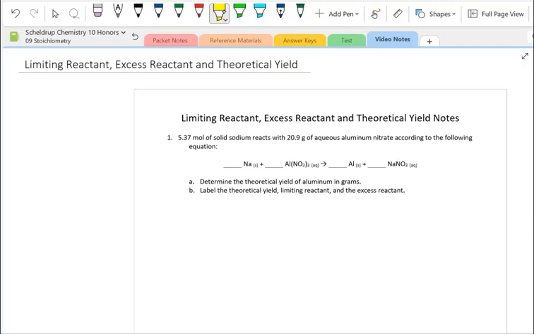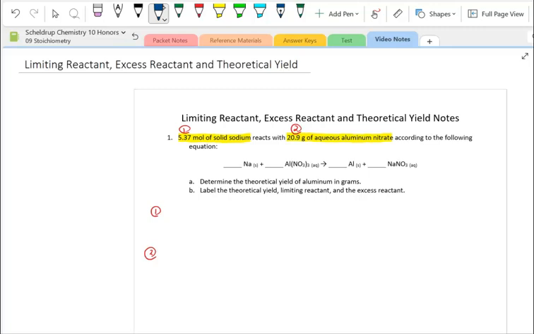If I look at this first problem here, it says 5.37 moles of solid sodium reacts with 20.9 grams of aqueous aluminum nitrate. Right away, I notice that there's two initial numbers that I'm given. So when I do the math for a problem like this, I'm going to have to end up solving both of those given numbers as separate stoichiometry conversions.